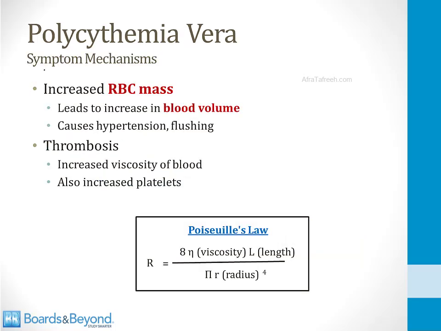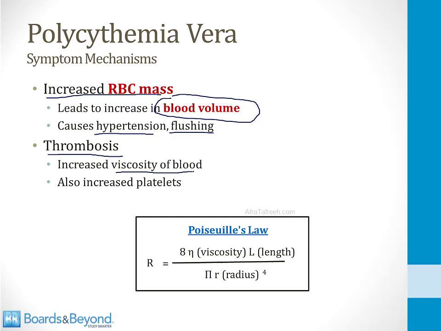There are two basic mechanisms that underlie most of the symptoms of polycythemia vera. The first one is an increased red blood cell mass. This leads to an increase in blood volume. Patients with polycythemia vera have a higher blood volume compared to normal patients. This causes hypertension and it can cause flushing of the skin. The second mechanism is thrombosis. When you have an increased number of red cells, the viscosity of blood is increased.